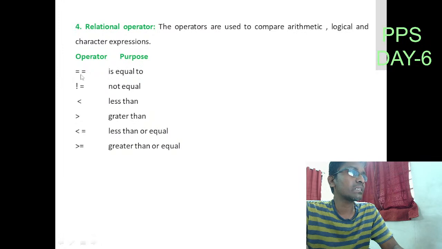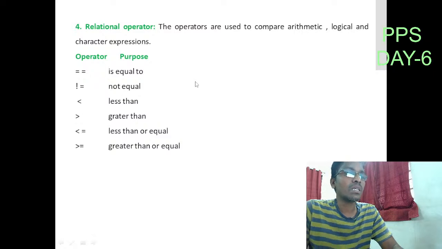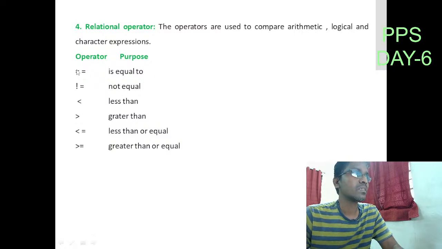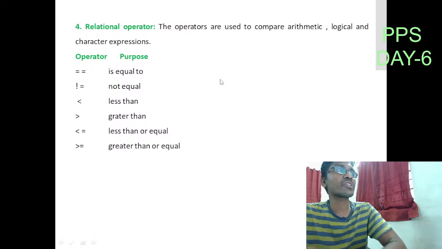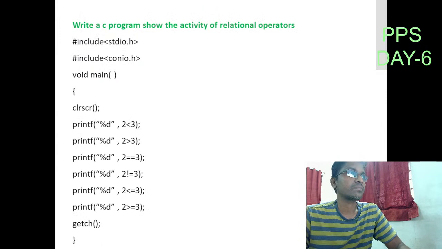So here, what is the difference between equal and double equal, or is equal? What is the difference between equal, that is the assignment operator, and is equal? The equal operator is used for assigning values to the variables or identifiers, whereas double equal is used to compare. For comparison purposes, we use the double equal symbol, whereas the equal symbol is used for assigning values to the identifiers or variables. And this is an example for relational operators.